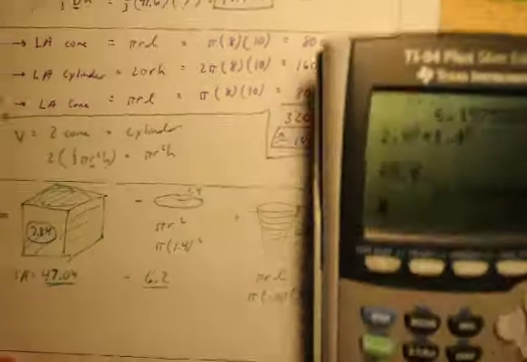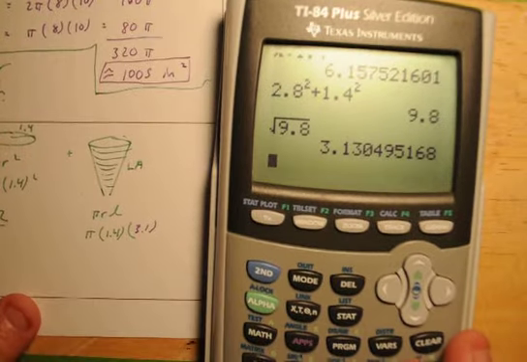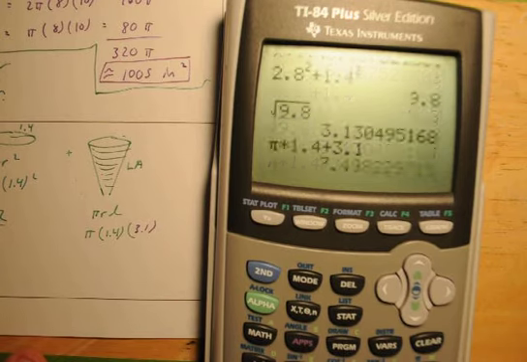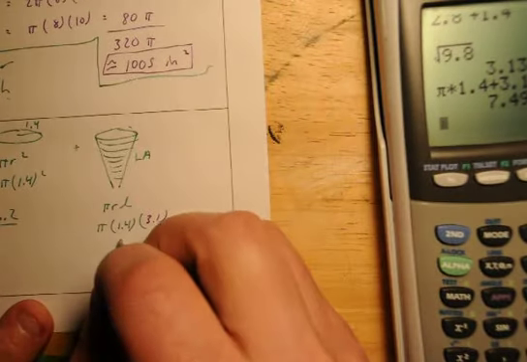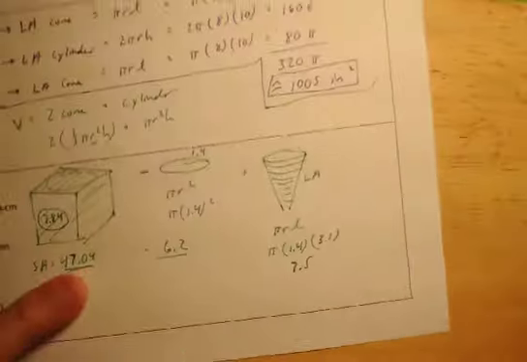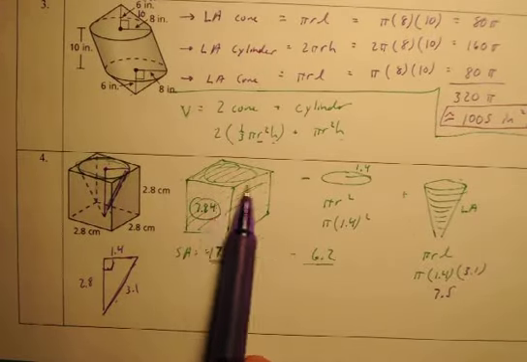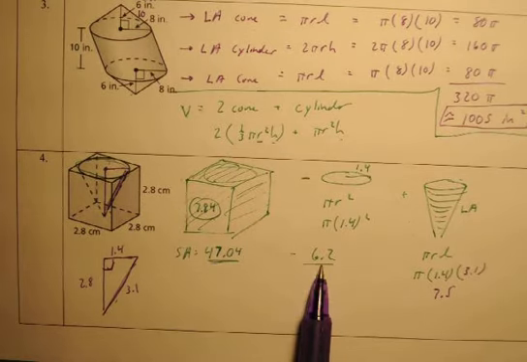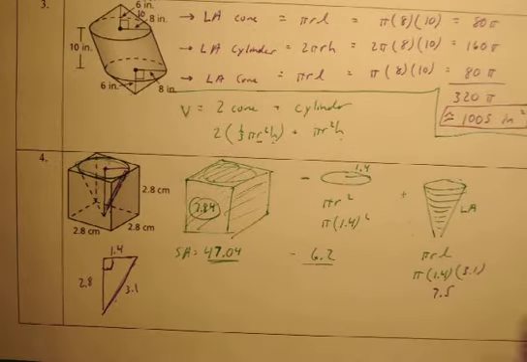Little field trip, which gives us pi times 1.4 times 3.1, 7.5. Alright, so put it all together. We start with the cube. We take away a circle from the top, so we start with 47. We take away 6, but then we get to add all of this surface area here, which is 7.5.